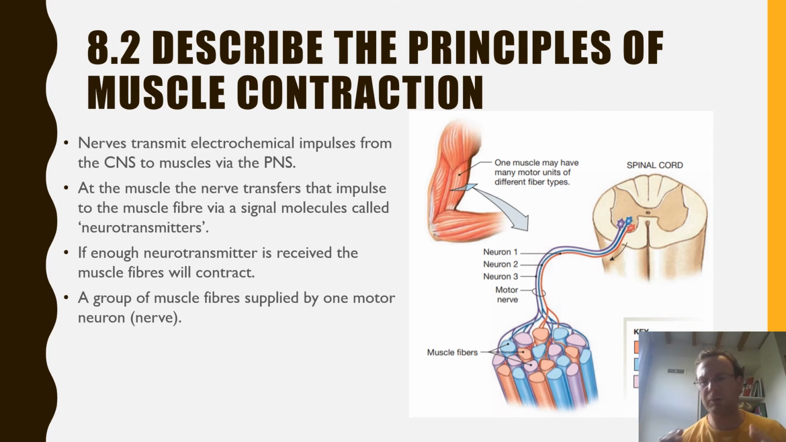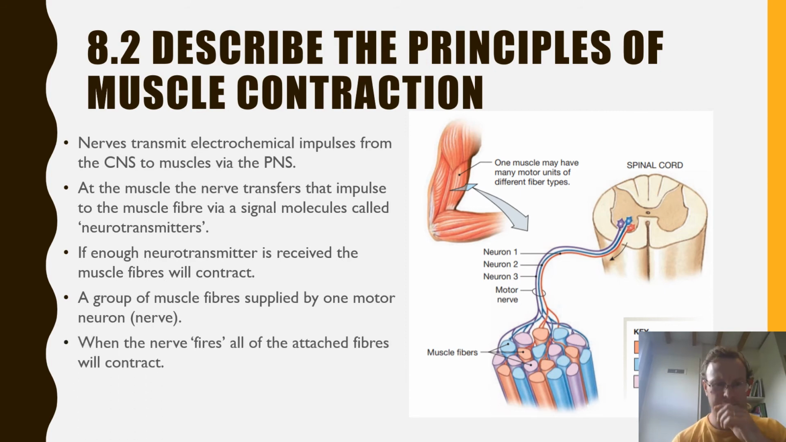So muscle fibers are innervated by individual nerves. When the nerve fires, all the attached fibers will contract. They'll twitch and then relax. Now, if I want them to twitch and stay contracted, I need to send repeated impulses to increase that strength of contraction.